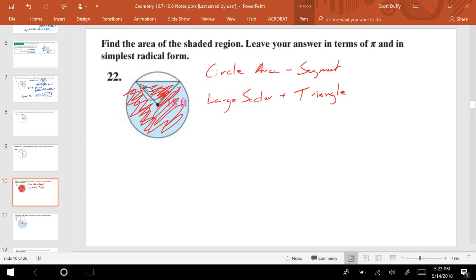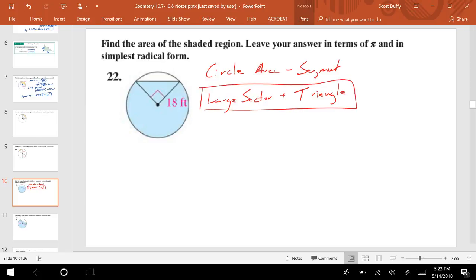Either way will work if you think of it as circle, whole circle minus segment, or as a large sector plus a triangle. Either way will work. But I prefer to use this method because it's less steps.